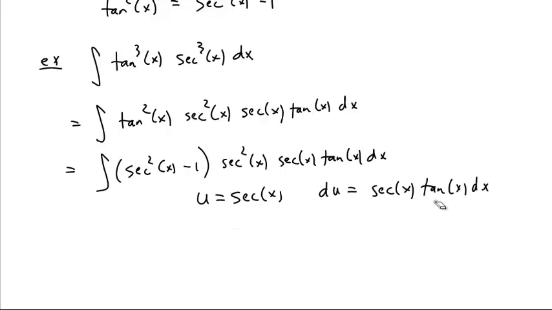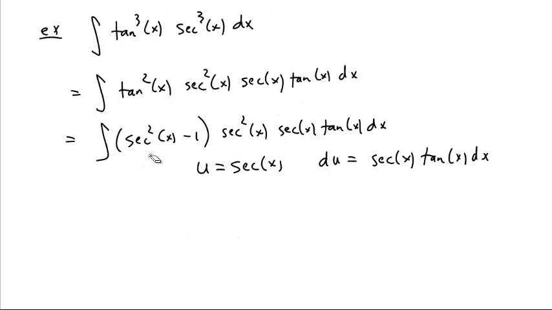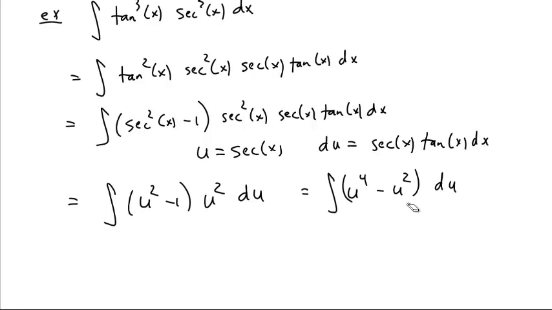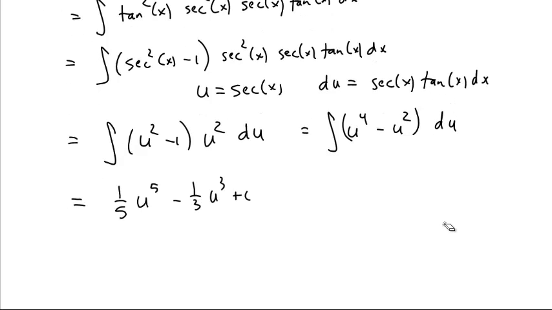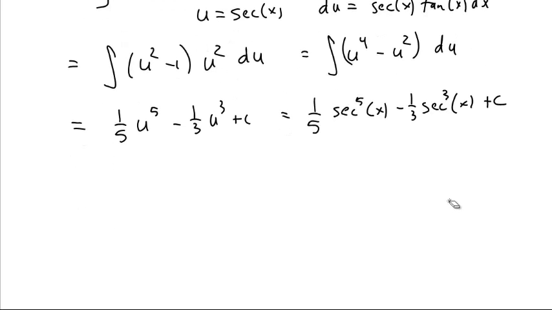Du is secant x tangent x. Hey, there it is right there. We're left with u squared minus 1 times u squared du. And if you multiply that out, you get u to the 4th minus u squared du, and you integrate that, and you get 1/5 u to the 5th minus 1/3 u cubed. Plug back in your secant, and you're done. That's your answer. This works for a lot of other cases.